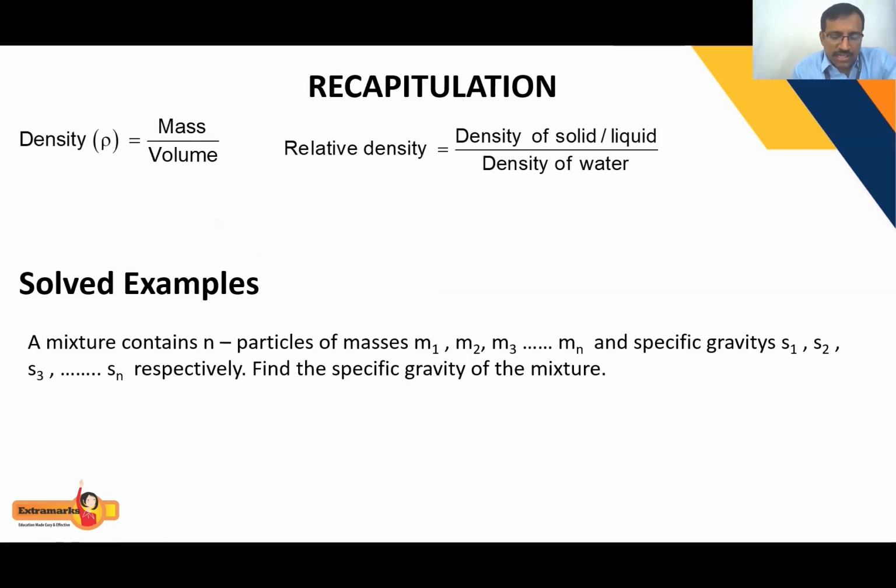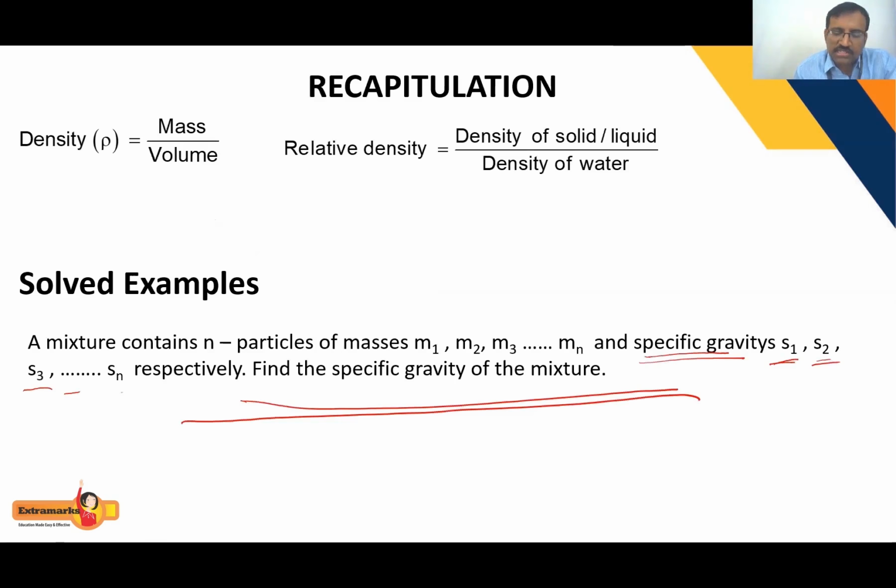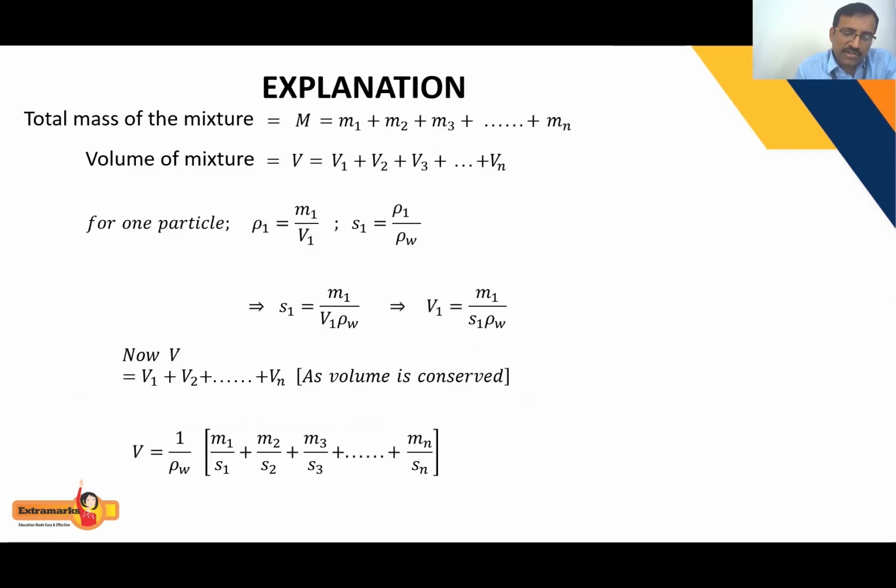Now one of the solved examples we will see. A mixture is there of n number of liquids of masses m1, m2, m3, up to mn. Relative density, the other name is specific gravity, no need to worry about that. Their specific gravities are S1, S2, S3 and so on up to Sn. Find the specific gravity of the mixture, meaning the relative density of the mixture. Generally we have to start from the ground level, that is the basic level.